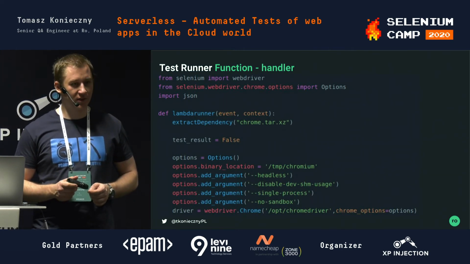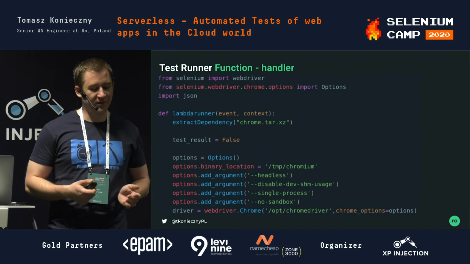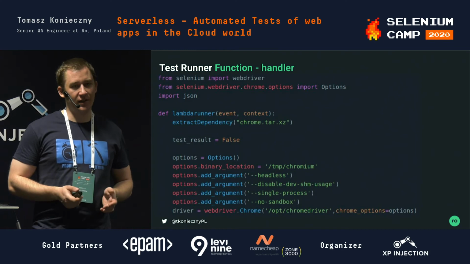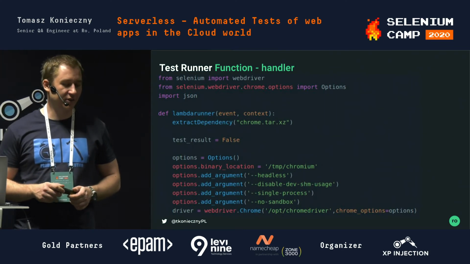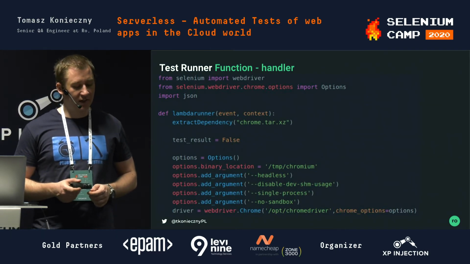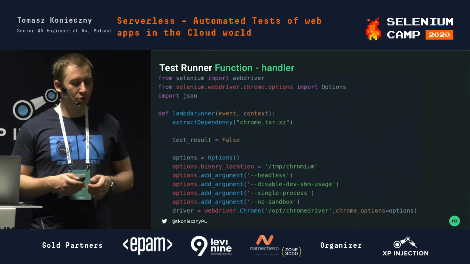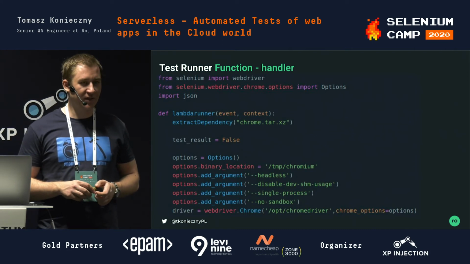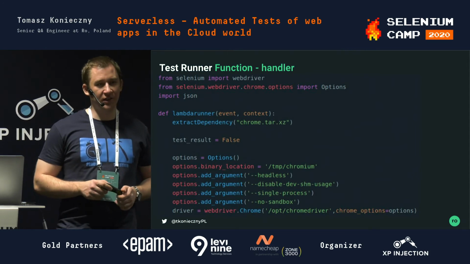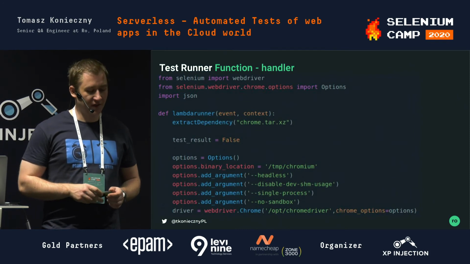Then we have browser options. We extracted our browser binary to the TMP directory, so we have to set it to the specific directory. Options, so we definitely need headless because we don't have any graphical user interface there. We definitely need this headless option. And we also definitely need to disable dev SHM usage. That's the shared memory. We are not able to use this option in case of Lambda. We have to disable it. Single process and no sandbox aren't needed, but are useful if we want to improve the performance. So that's why they're also used.